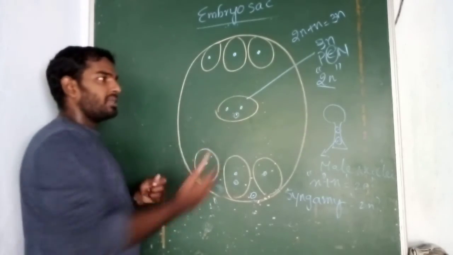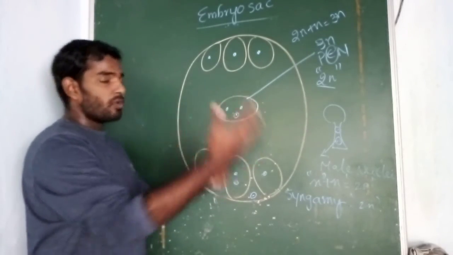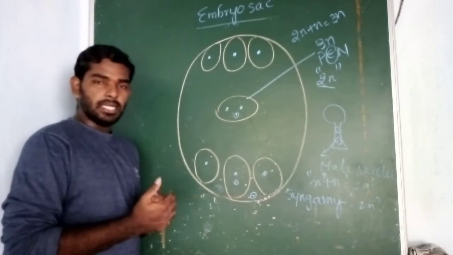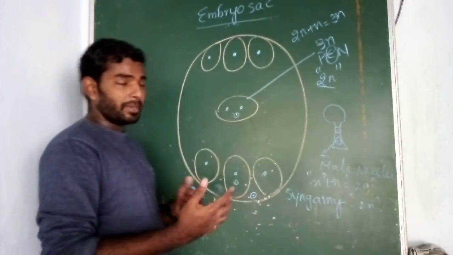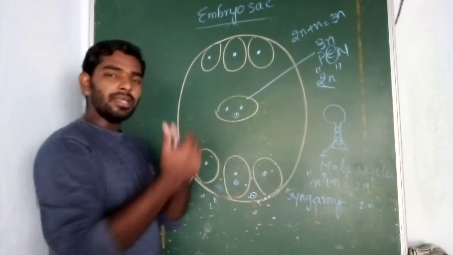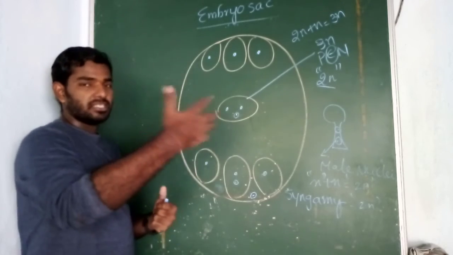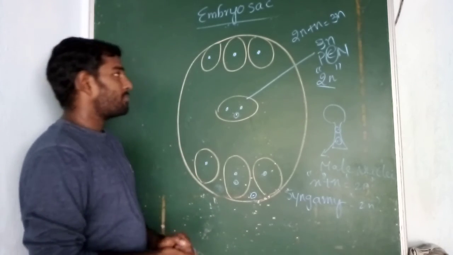After the completion of everything, they will form a fruit along with the seeds. After the fertilization, the ovary will develop into a fruit and the ovules will develop into seeds. These seeds are used for the next generation of the plant. So this is about the embryo sac.